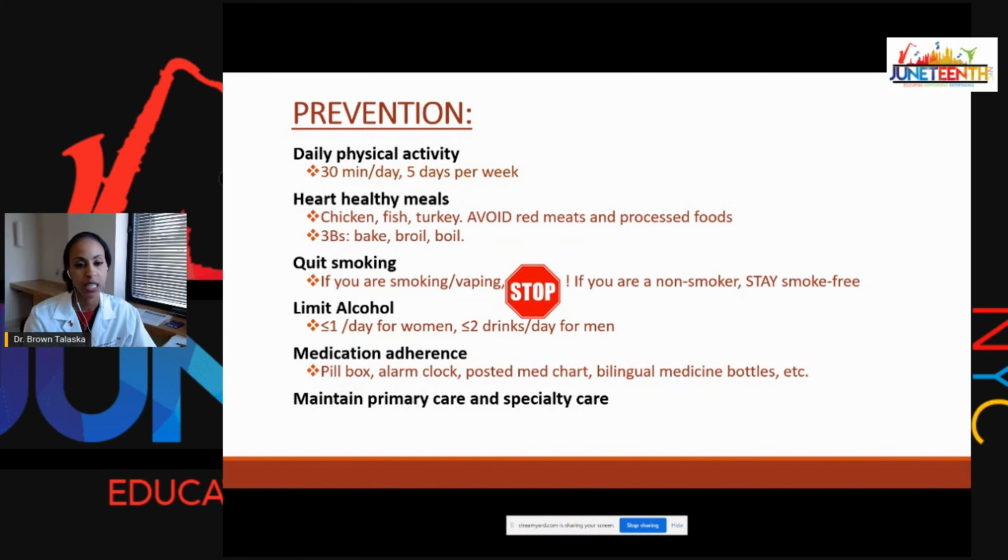Heart healthy meals, key thing, avoid fried, processed foods that are heavy in salt and sugar. So the 3 B's, bake, boil, or broil it, are a good rule of thumb.